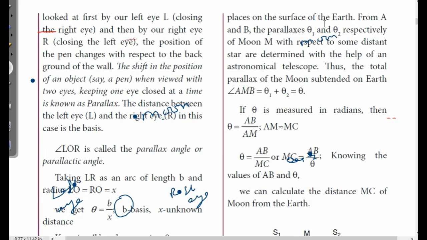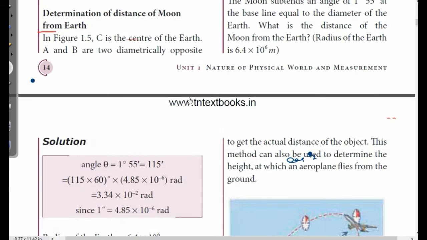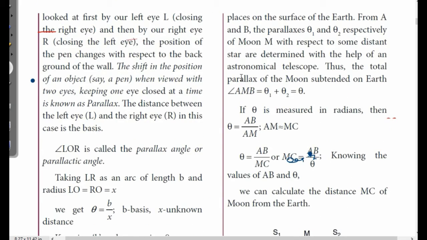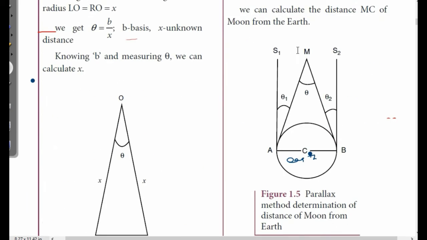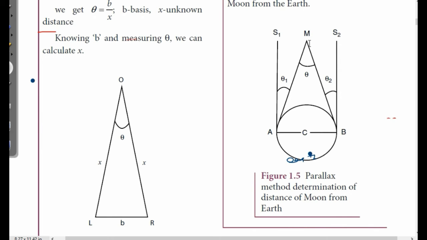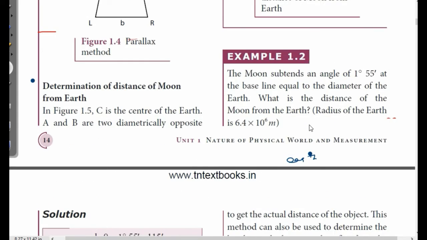From A and B, the parallaxes theta1, theta2 of the moon with respect to some distant star are determined with the help of an astronomical telescope. Now observe this. We have a moon here, and the earth here. This is the center of the earth. Forget about S1, S2 and all that. We are going to use the same formula to measure the distance between the moon and the earth. So we will see how this is being measured.